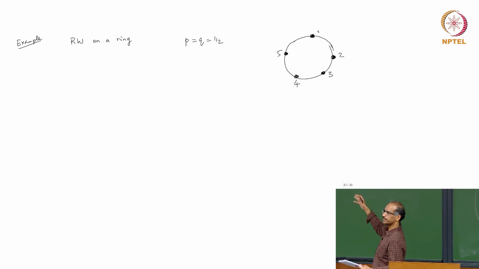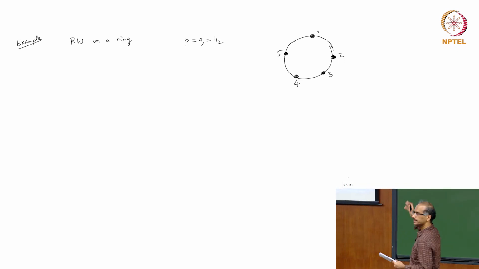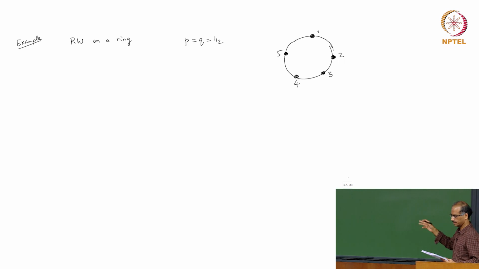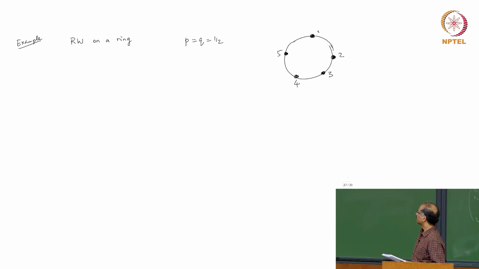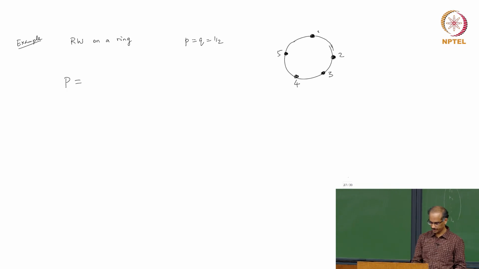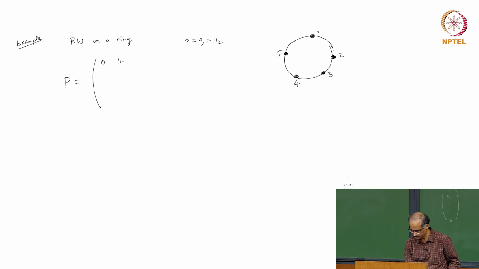And a few things you can easily see from here is that it's already an irreducible graph, and it is also aperiodic. These are simple things you can straight away observe. Now let's write the transition probability matrix for this graph. So it will be something like 0, half, 0, 0, half, half, 0, half, 0, 0, 0, half.